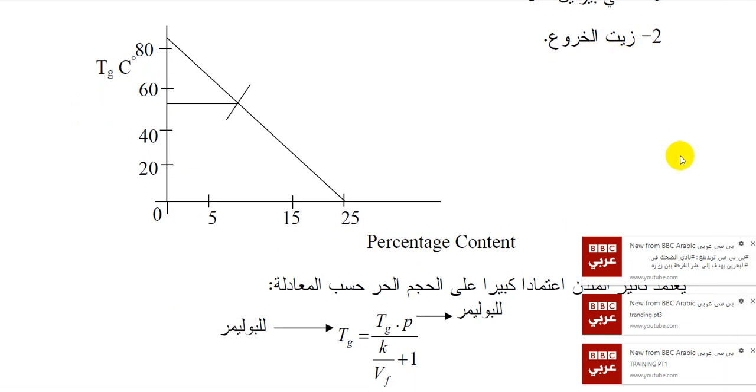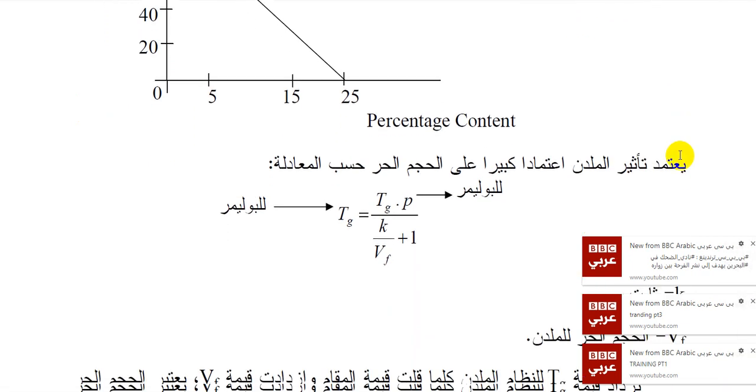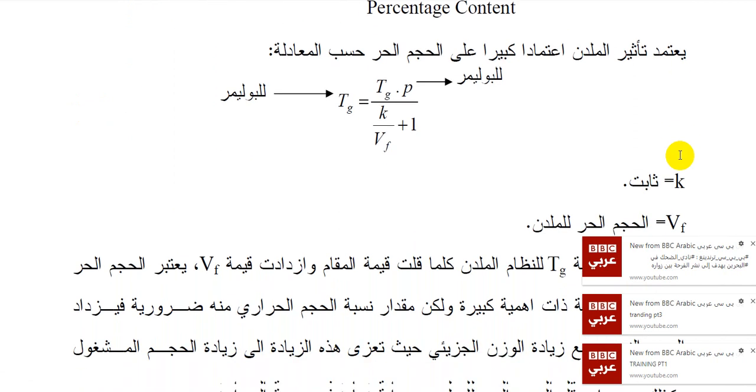Castor oil, زيت الخروع. Percentage content. The effect of plasticizers substantially depends on the free volume according to the following equation. The plasticizer influence goes accordingly with the free volume according to the equation stated here, يعني حسب معادلة المرات.